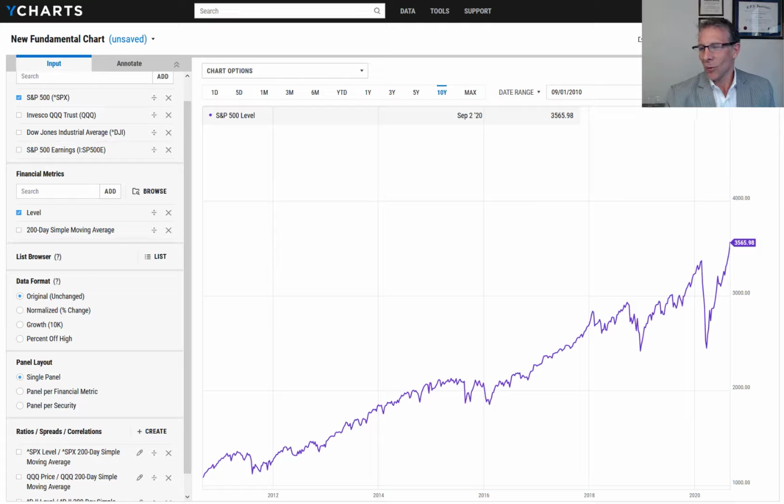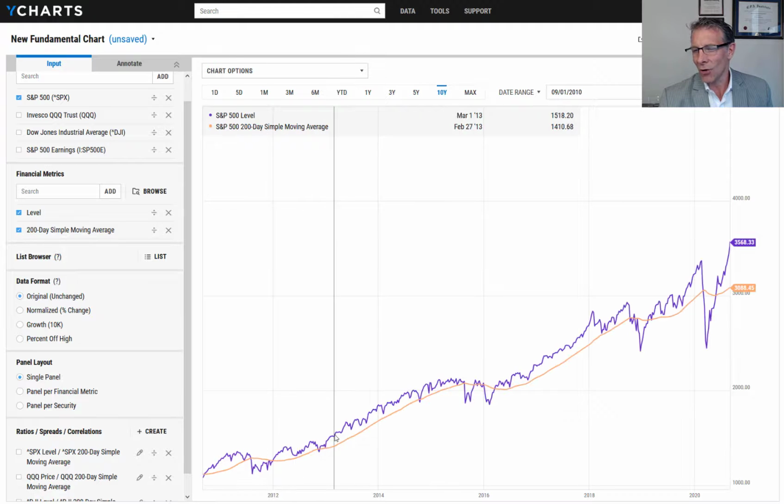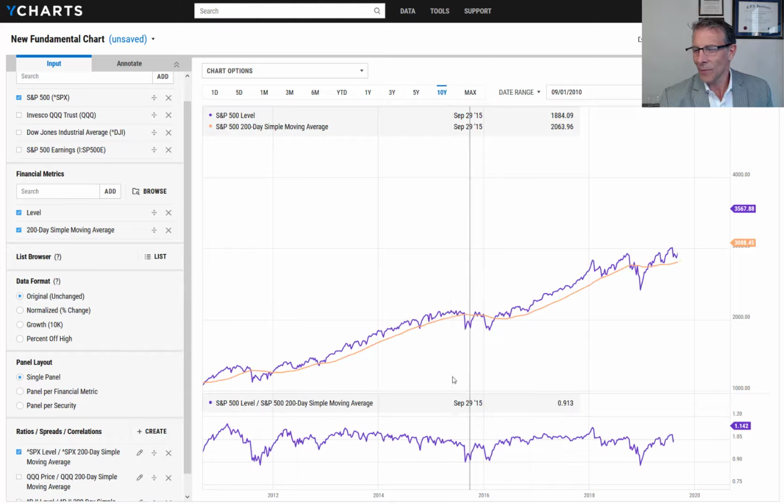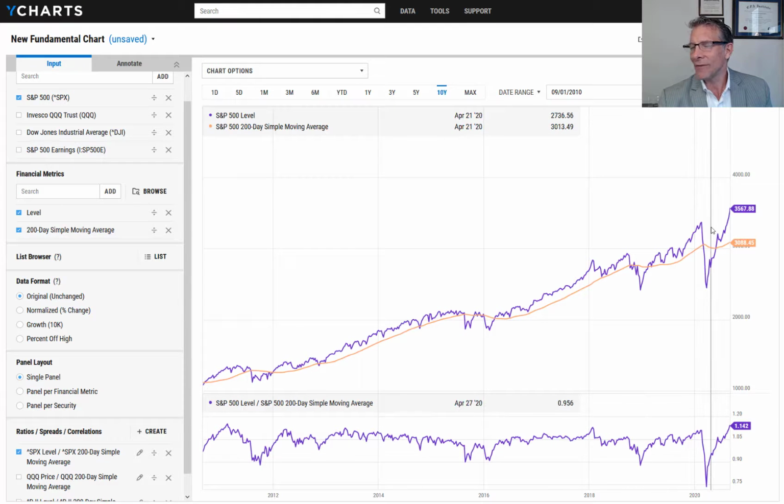So without further ado, we will go to our chart, YCharts, and up on the board I have the S&P 500 price chart. This is a 10-year price chart. And as you can see, we are marching higher, higher, higher for quite some time. I am going to put on the 200-day simple moving average. The 200-day moving average is in orange, and we've gotten well above it. So I'm going to put up a ratio of the S&P 500 price level to the 200-day moving average.